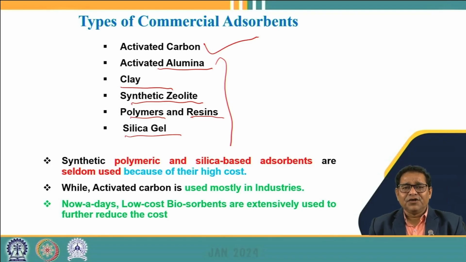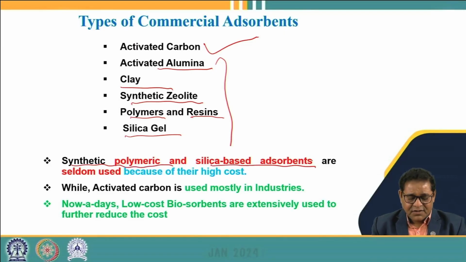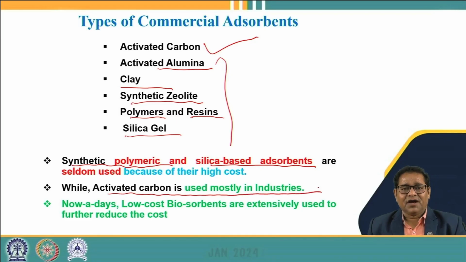Among these, the synthetic polymers and silica based adsorbents are very costly and are seldom used because of their high cost. Whereas activated carbon is not very costly and is mostly used in the industry. And nowadays, even low cost bioadsorbents are available, which are extensively used in treatment processes to reduce the overall cost of this adsorption process.